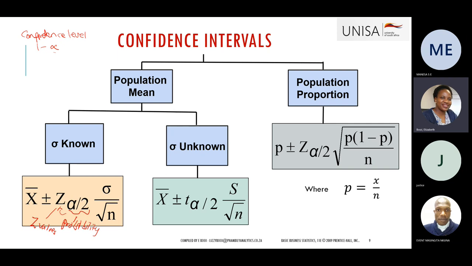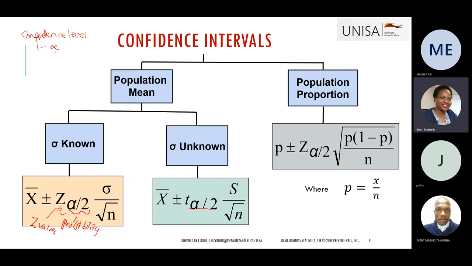And for the population mean, when the population standard deviation is unknown, then they would have given you the sample standard deviation, and then the formula will be the point estimate plus or minus the critical value. Now, the critical value for the T table is different. For Z, it's alpha divided by 2, and you go to the standardized normal distribution table and find your Z value. So you will look at the probability inside the table and go find the Z value outside.